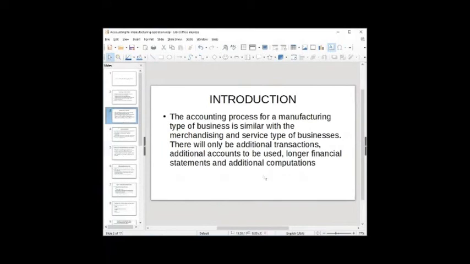So now let's have this introduction in this topic. The accounting process for a manufacturing type of business is similar with the merchandising and service type of business. But there will only be additional transactions, and additional accounts that you will be using. And of course, longer financial statements and additional computations.